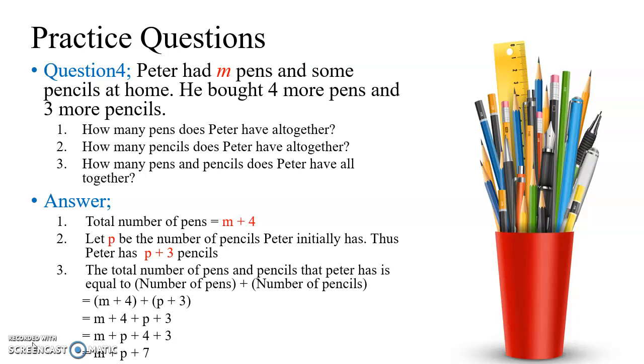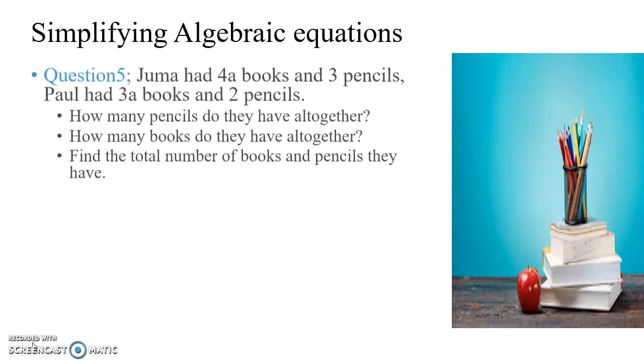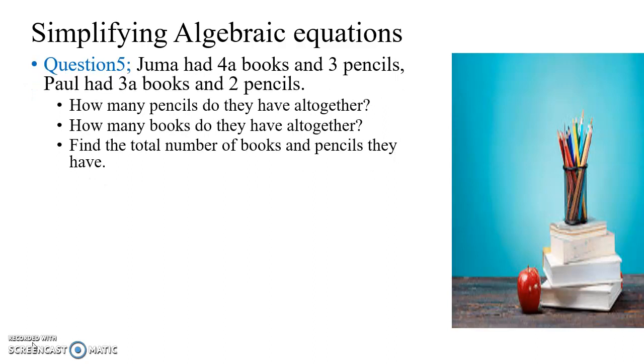So let us look at another question. Juma had 4A books and 3 pencils. Paul had 3A books and 2 pencils. How many pencils do they have altogether? How many books do they have altogether? Find the total number of books and pencils they have.